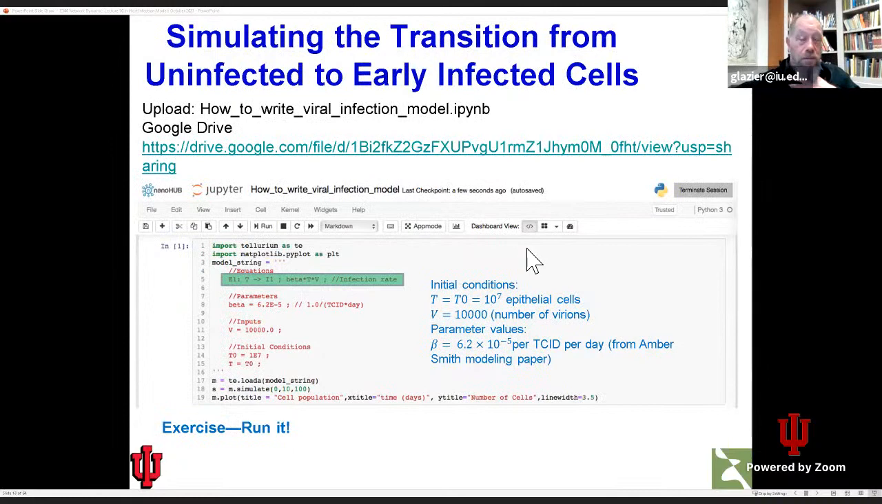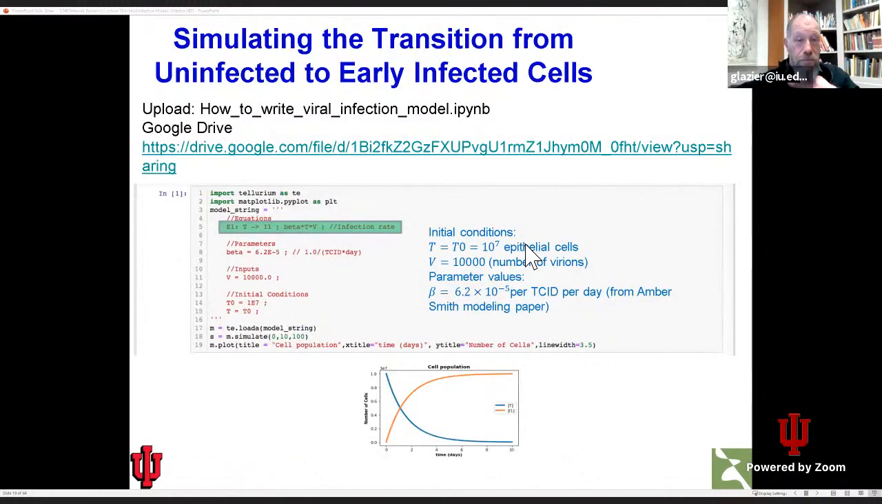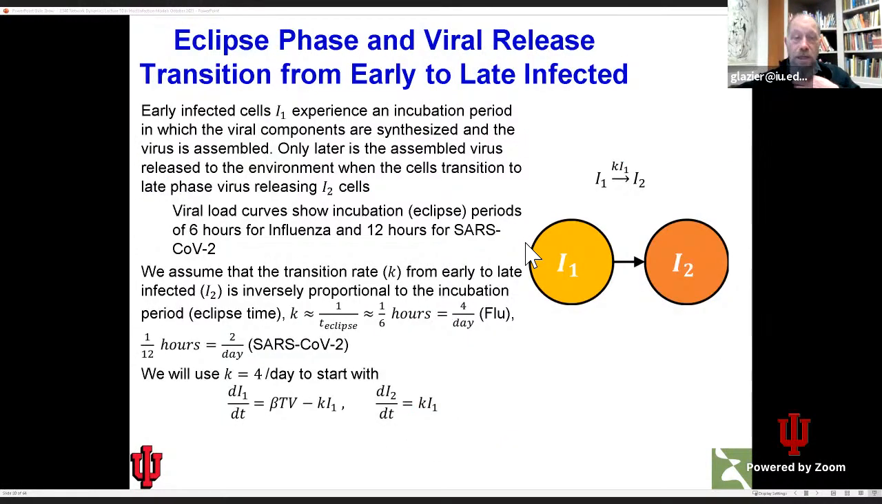So that was what the model looks like, and you get that, which we saw. And so the next step was to have early infected cells become late infected cells. And so we're going to add a single line. I1 goes to I2 at a rate k times I1.